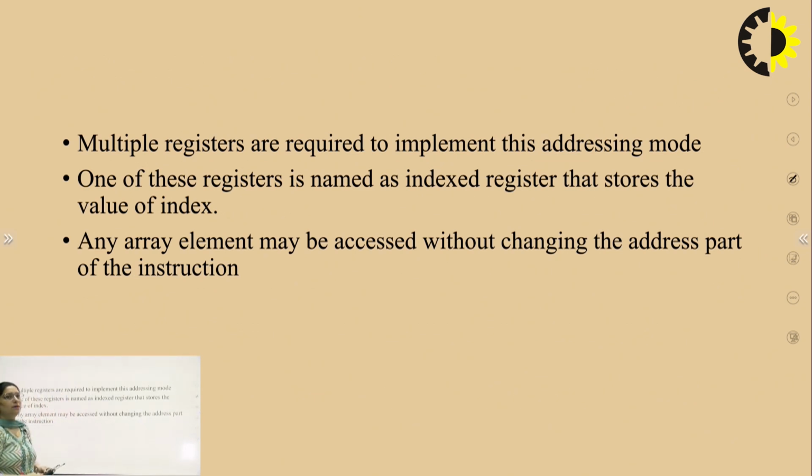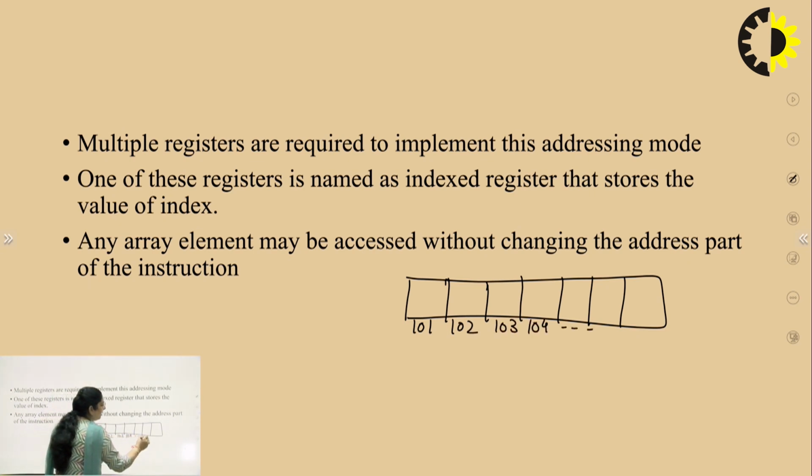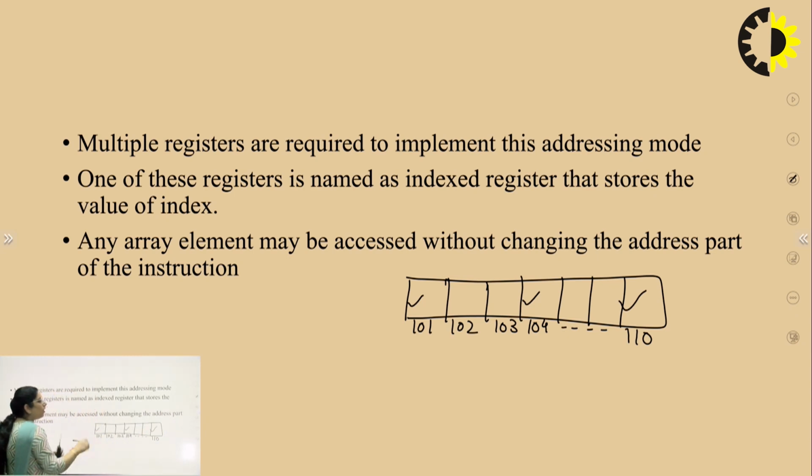So it needs multiple registers to implement the addressing mode. I need an index register, and I need another base register as well. One of these registers is named the index register that stores the value of the index. Any array element may be accessed. The advantage of this is, for example, I need to address some values from an array, like 101, 102 and so on, which are stored in an array. An array is a data structure for holding continuous values of the same type. If I want to access 101, then 104, then 110, all the time I need not specify the exact location. What I will do is save the value 100 to my index register.